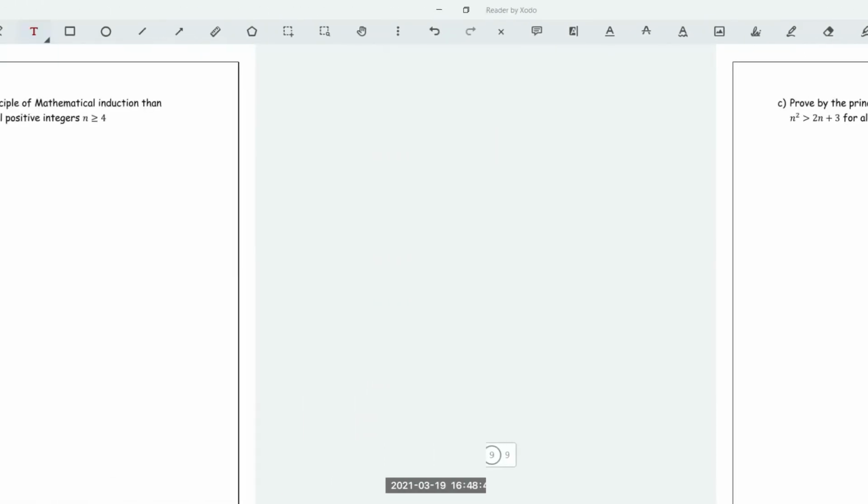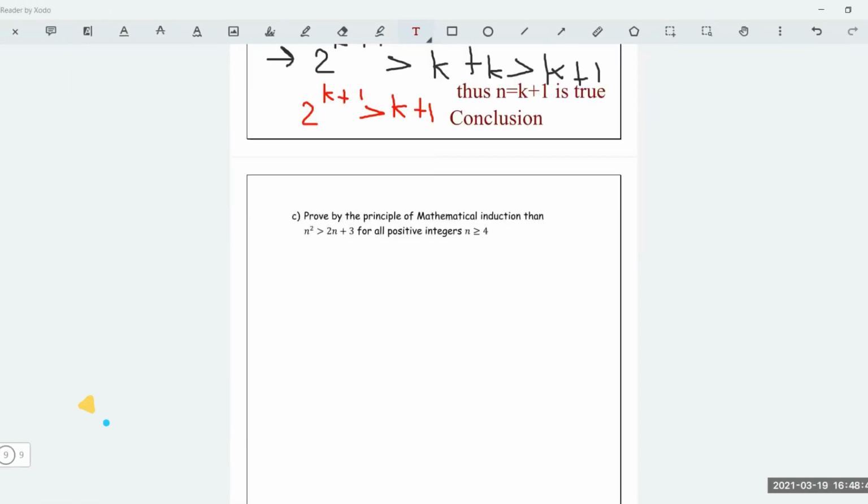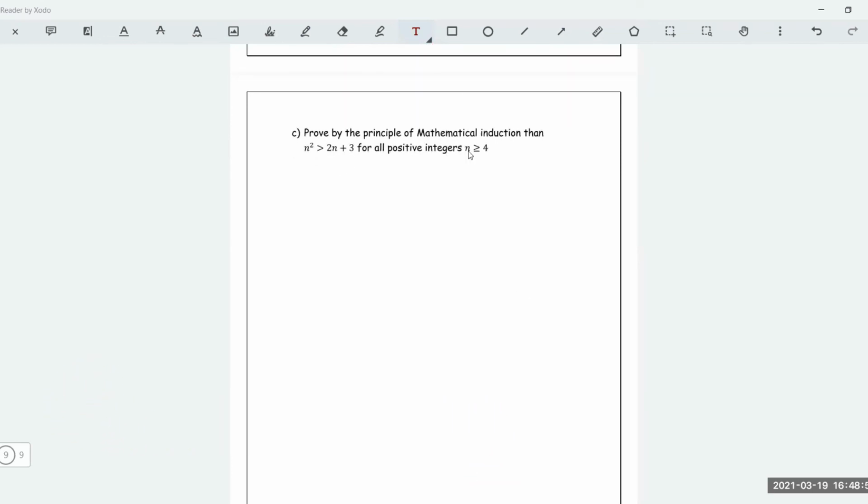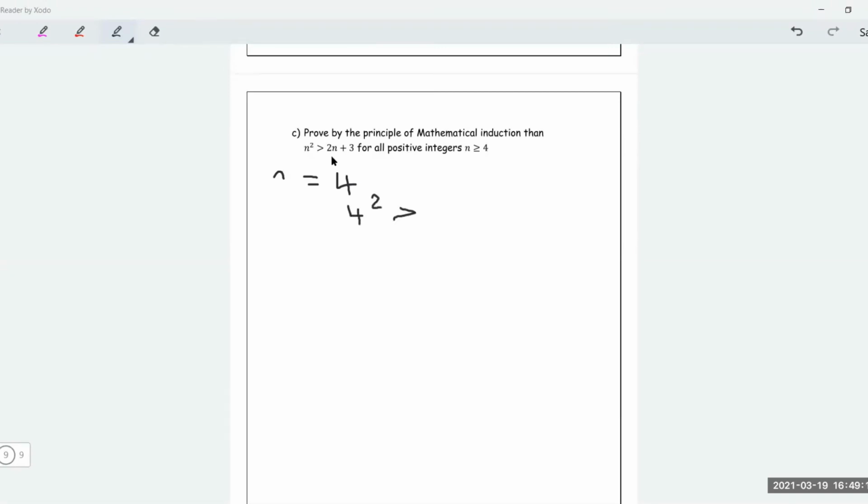This one right here says, prove by the principles of mathematical induction that n squared is greater than 2n plus 3 for a positive number where n is greater than or equal to 4. So for all positive integers from 4 and bigger. So look at your starting point. You have to start from n equal 4. Starting from n equal 4, we get 4 squared is bigger than 2 times 4 plus 3. That is definitely true. 2 times 4 is 8 plus 3 is 11.